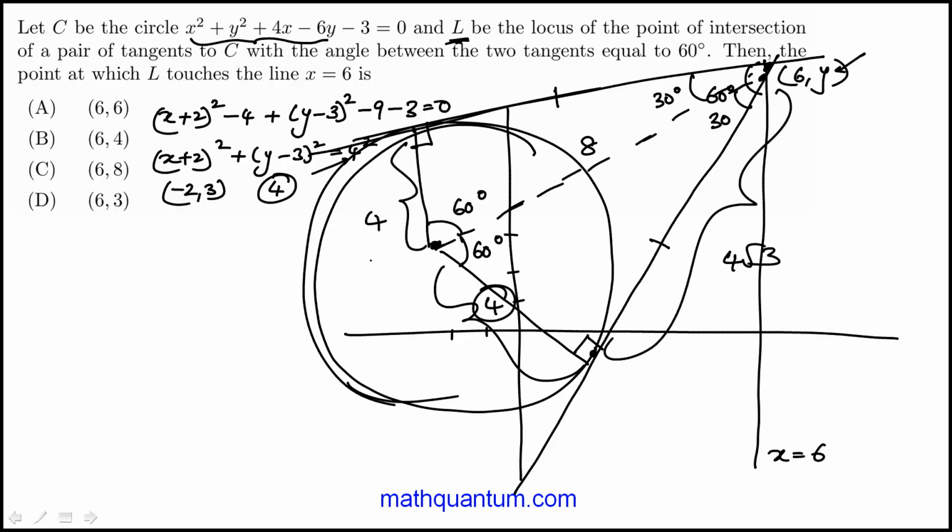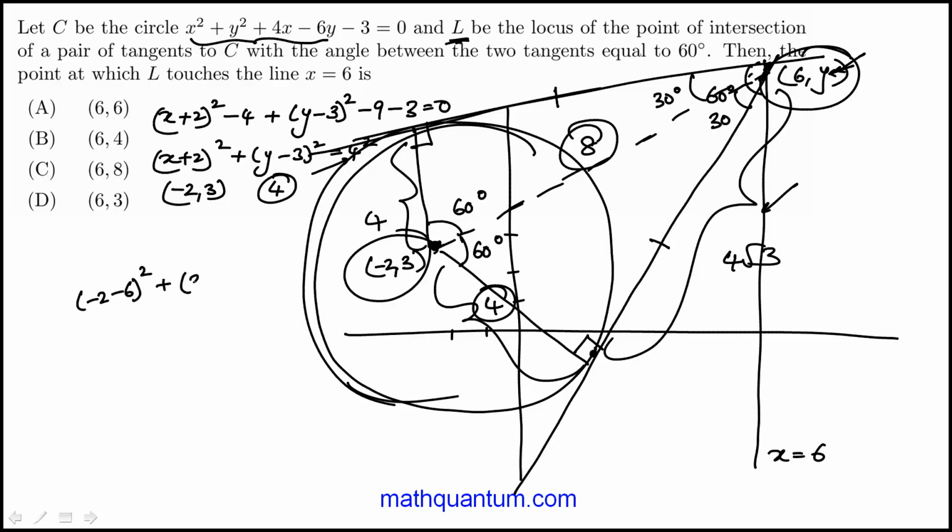Now note, we know the coordinates of the center. They're (−2, 3). So if you notice here, the distance from the center of the circle to that point that intersects x = 6 and satisfies this condition, that distance is 8. So I can use the distance formula to find the coordinates of point y. So the way this will look is the difference of the x coordinates squared plus the difference in the y coordinates squared, and that has to be equal to 8².